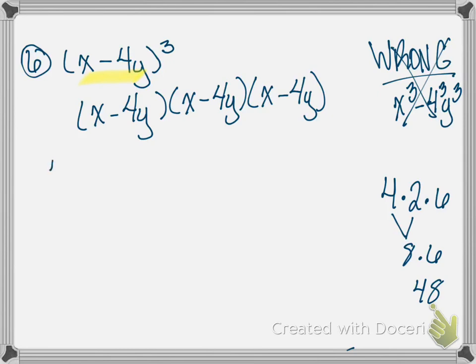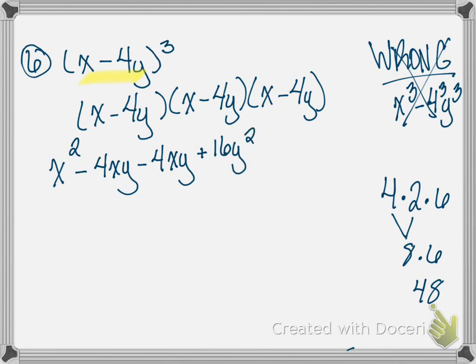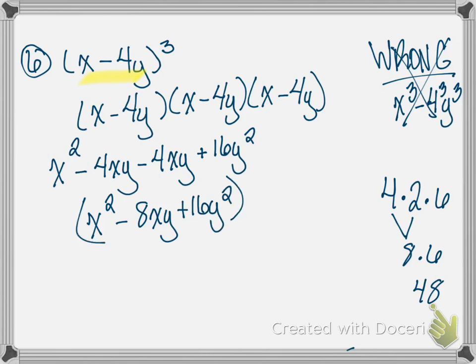X times x is x squared. Okay. Then I have x times negative 4y. So I'm going to have minus 4xy. And then I do that again. Negative 4y times x. So I'm going to have minus 4xy. And then my last term is positive 16y squared. Okay, and I can combine these two terms right here. So I have x squared minus 8xy plus 16y squared. Okay, and now we're going to bring down x minus 4y.